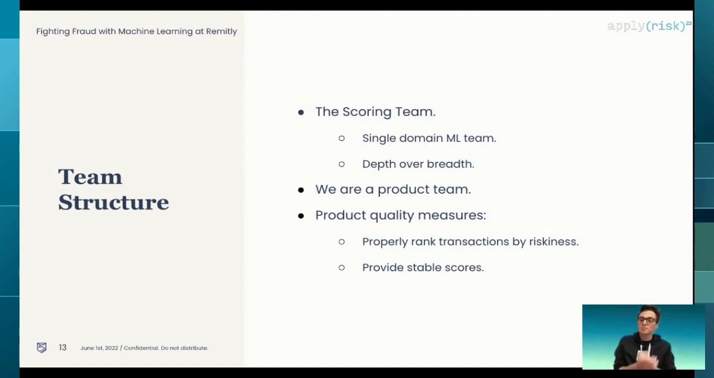And the scoring team at Remitly is a product team, and our products are probabilistic risk scores. We measure product quality over several dimensions, two of which are: one, our ability to properly rank transactions by riskiness through the use of machine learning models, and two, our ability to provide a stable score for decision making. If we can't rank transactions properly by riskiness, then the score we produce isn't actually useful. And if we can't produce a stable score, where the desire here is that through time, the same score roughly equates to the same level of riskiness, then it is harder for our partner teams to build durable tools to leverage our score. As a product team, it is our responsibility to help our partner teams make the necessary business trade-offs when these two goals are in direct tension with each other.